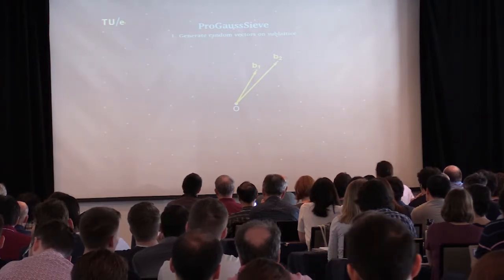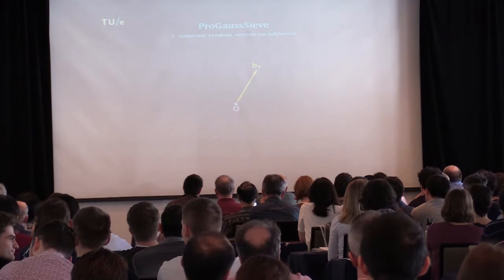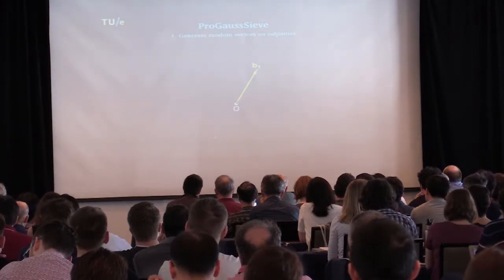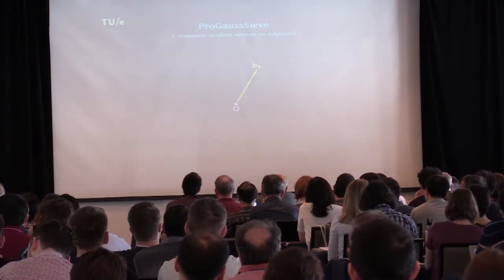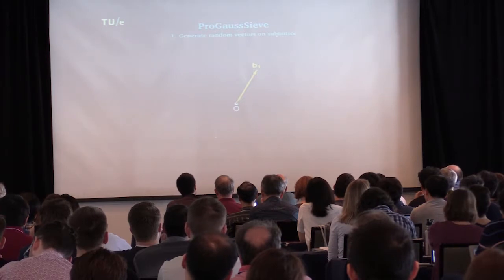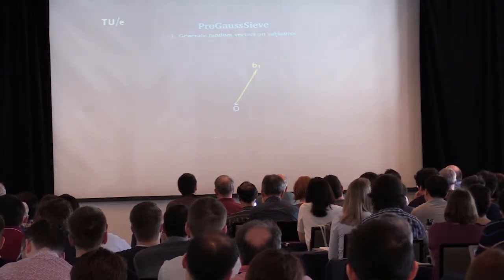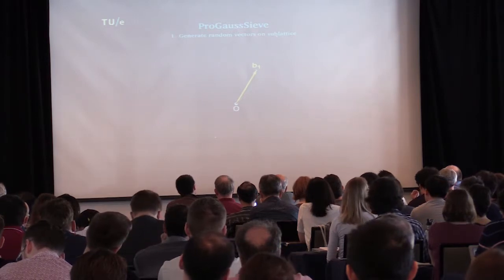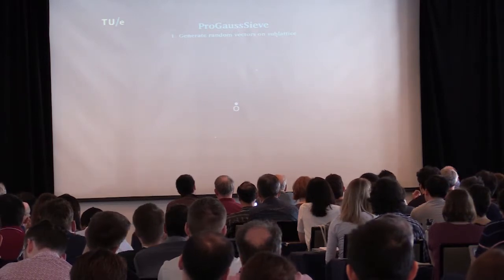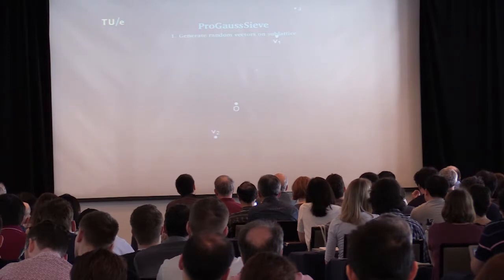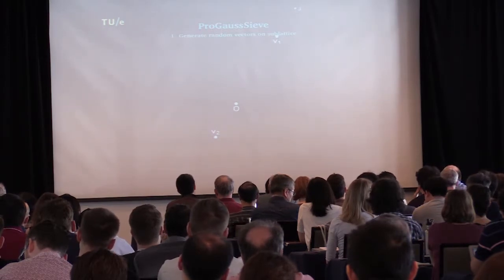So if this is our basis V1 and V2, then first we're going to only consider V1. So we have a sublattice generated by V1. So this is just these points on the line here. So that's a sublattice of the full lattice. And we're now going to do sieving basically in this sublattice. So we just generate a bunch of vectors from this sublattice.